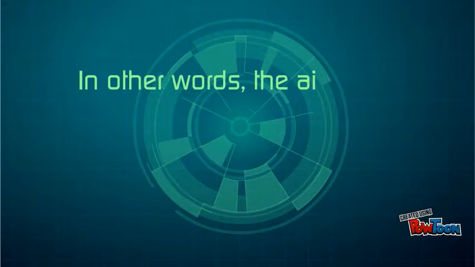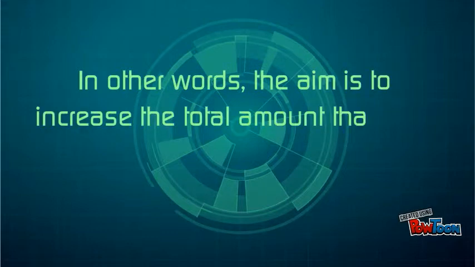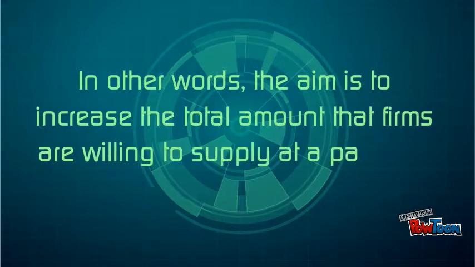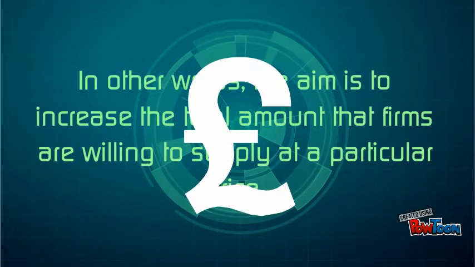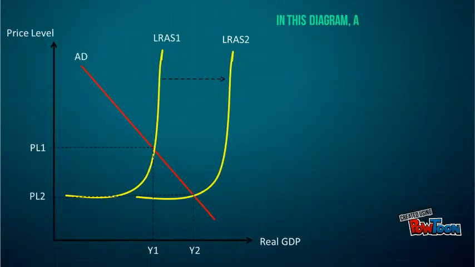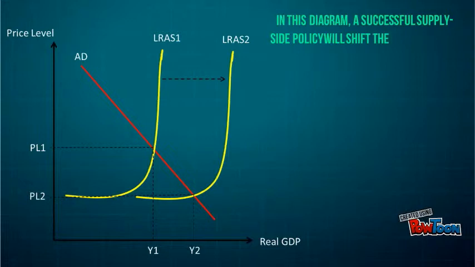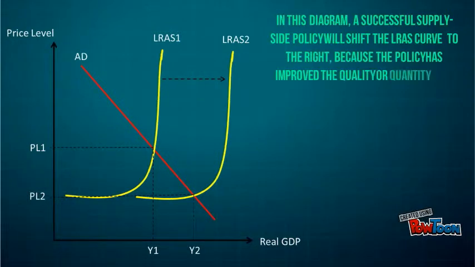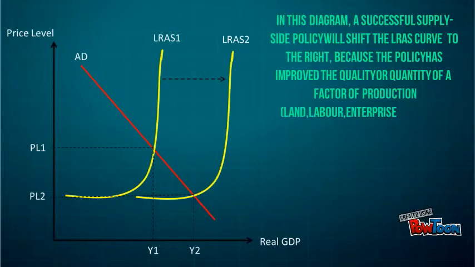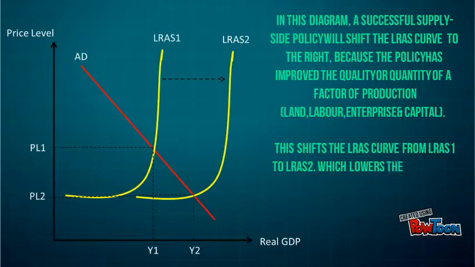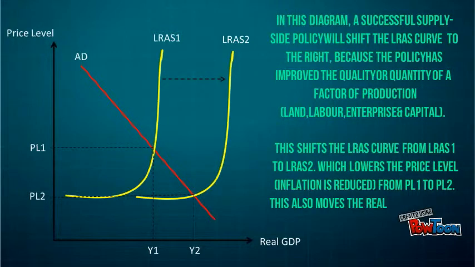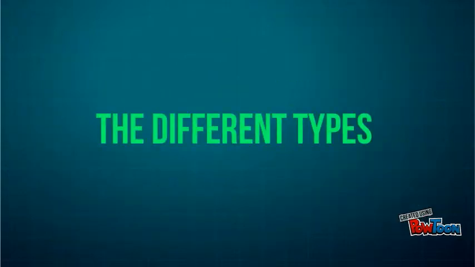In other words, the aim is to increase the total amount that firms are willing to supply at a particular price. In this diagram, a successful supply-side policy will shift the long-run AS curve to the right because the policy has improved the quality or quantity of a factor of production. This shifts the long-run AS curve from LRAS1 to LRAS2, which lowers the price level, which means inflation is reduced, and real GDP will grow also.